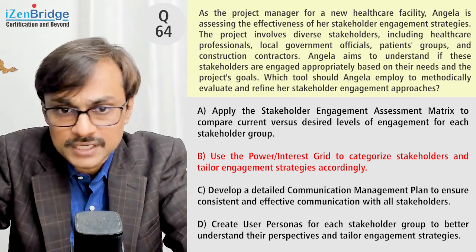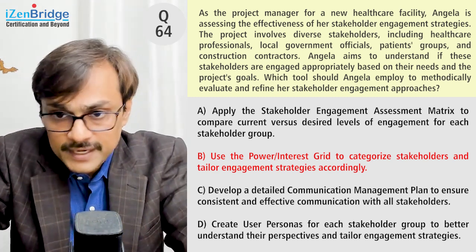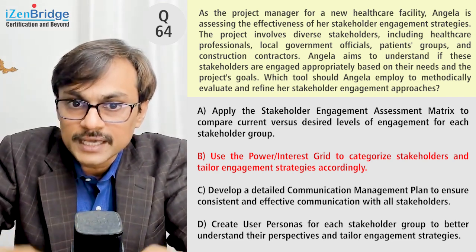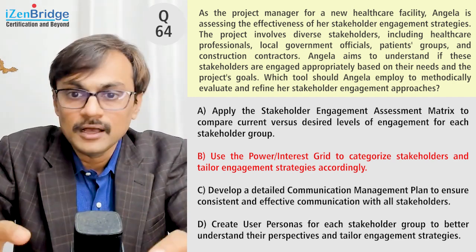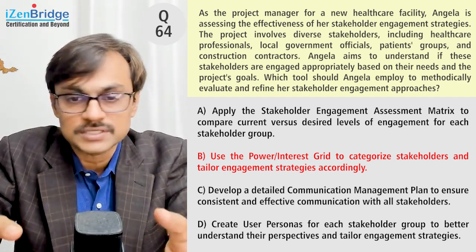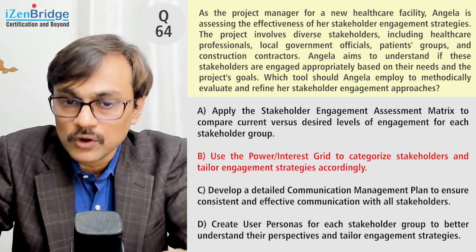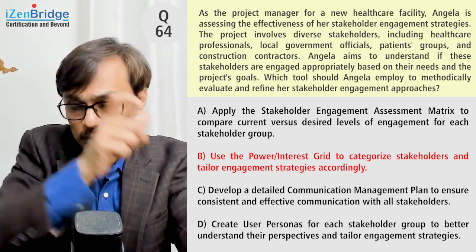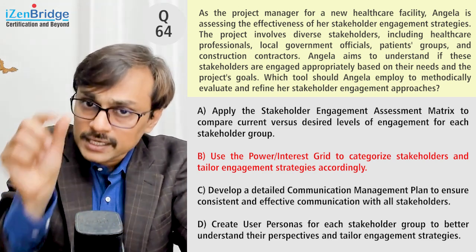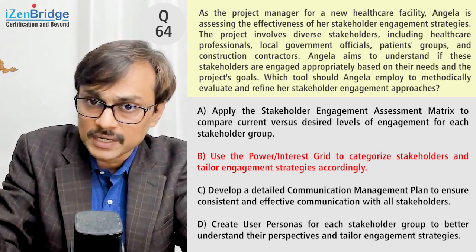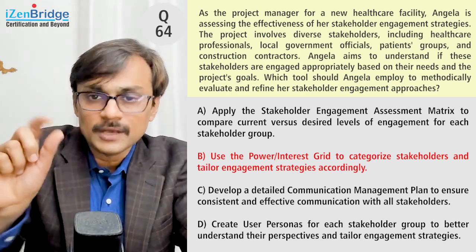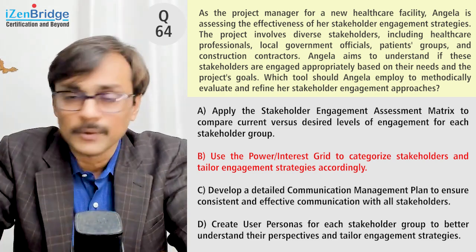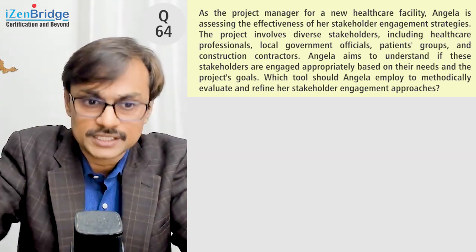So let's look at the question again. The project involves diversified stakeholders. Angela's aim is to understand if these stakeholders are engaged appropriately, based on their needs and the project goals. Then it is clearly focusing on the stakeholder engagement assessment matrix, because that helps us understand their current engagement level and their desired engagement level, and if there is a gap, figure out and resolve it. So option A is better than option B. We are not talking about categorizing stakeholders at this point in time.